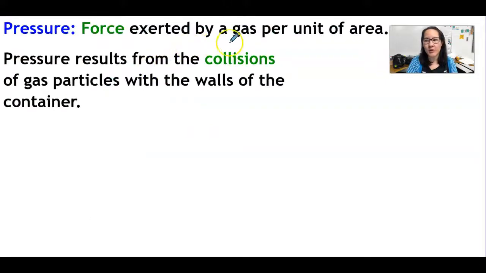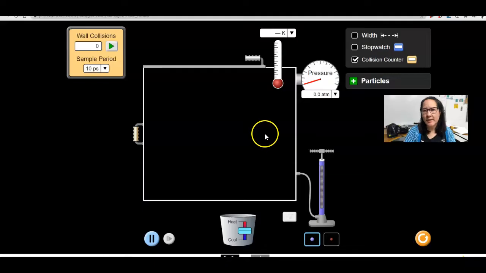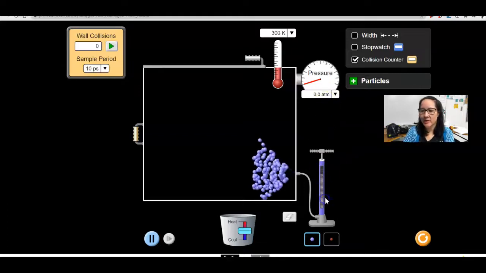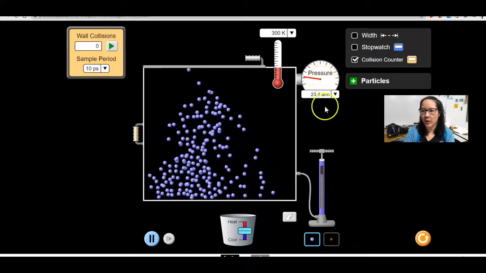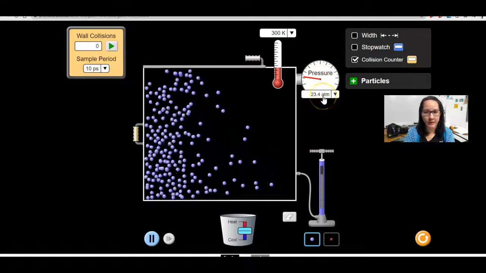Pressure is a force exerted by a gas per unit of area. Pressure results from the collisions of gas particles with the walls of the container. Let's consider this simulation. I'm going to add some gas into the container, and you'll notice here that they exert a certain pressure, 23.4 atmospheres.